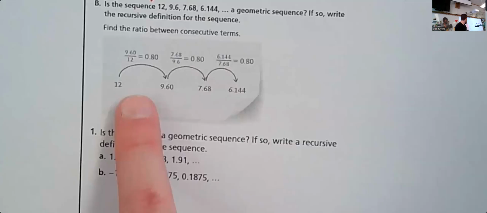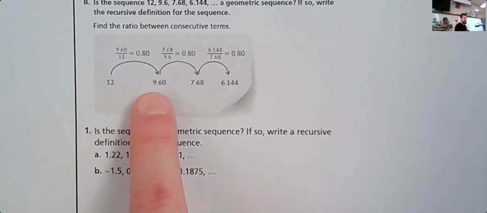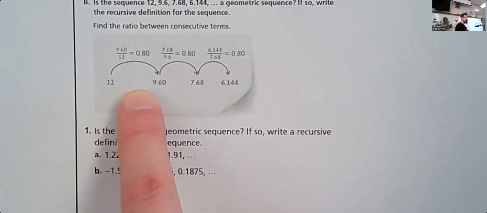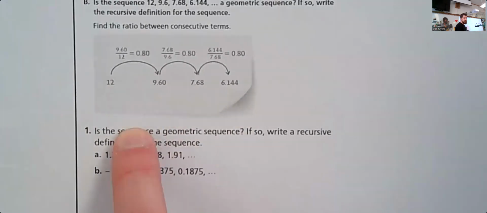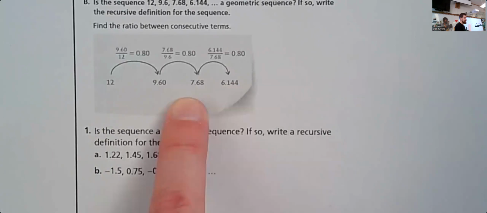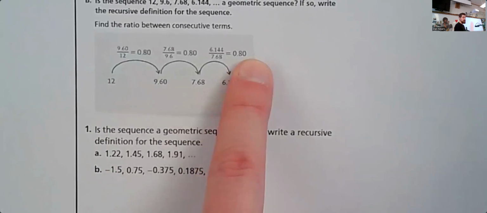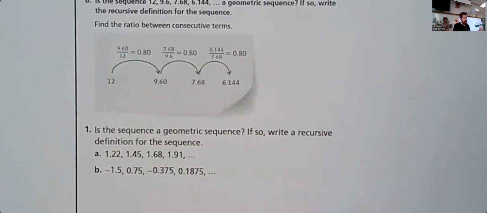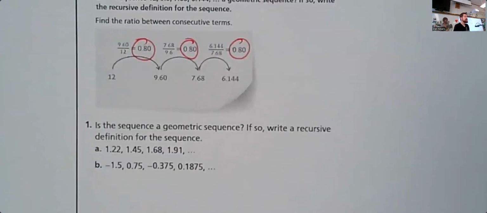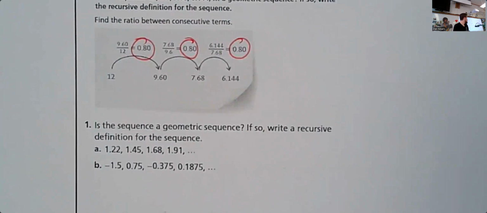This one makes a lot more sense to use division though, because you're not going to figure out what multiplies by 9.6 to equal 12. Not off the top of your head. So division is probably a good way to go about doing this. 12 divided by 9.6 is 0.8. 7.68 divided by 9.6 is 0.8. 6.144 divided by 7.68 is 0.8. So do we have a common ratio here? Yeah, what is it? 0.8.